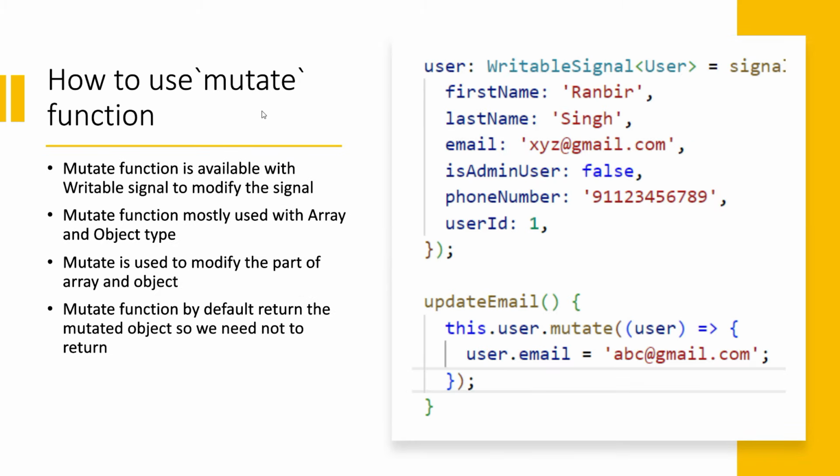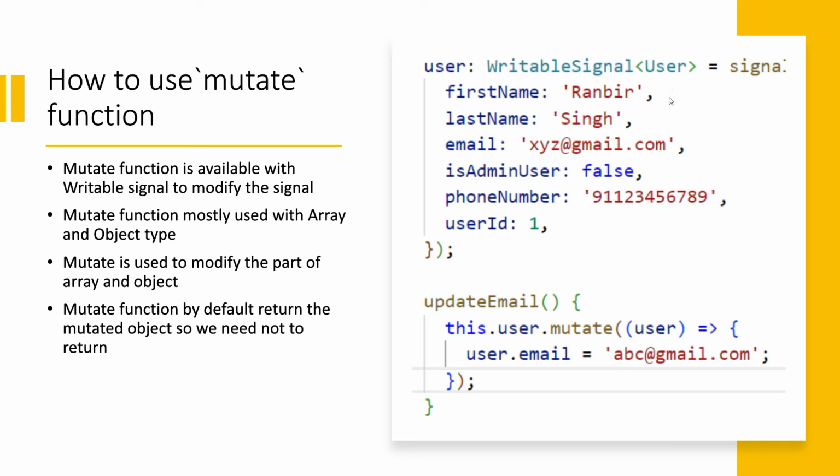So how to use the mutate function? The mutate function is available with WritableSignal to modify the signal. The mutate function is mostly used with array and object types. Mutate is used to modify part of an array or object. The mutate function by default returns the mutated object, so we need not return it.